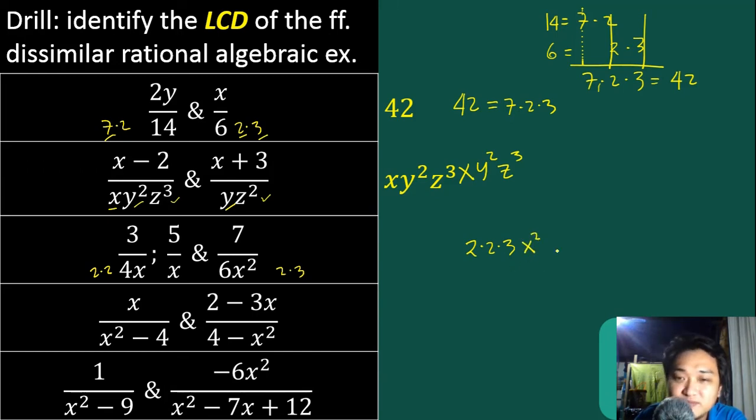X squared. So, 2 times 2 is 4 times 3 is 12. 12x squared. Let's see if we are correct. 12x squared. We are correct.